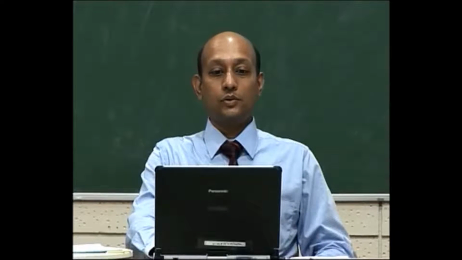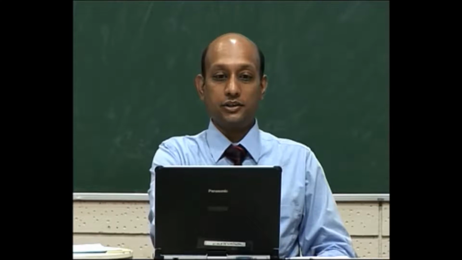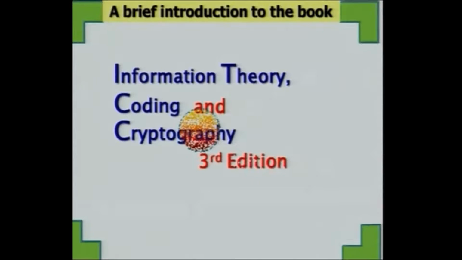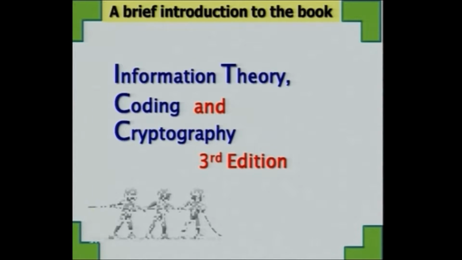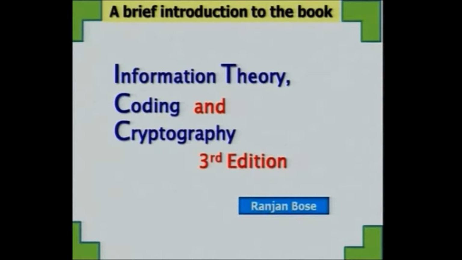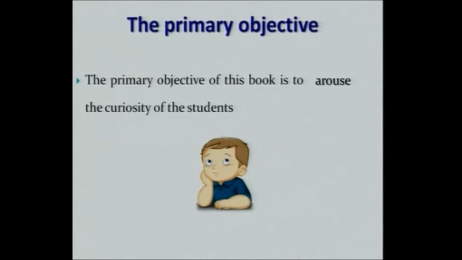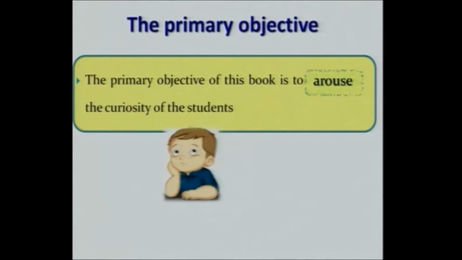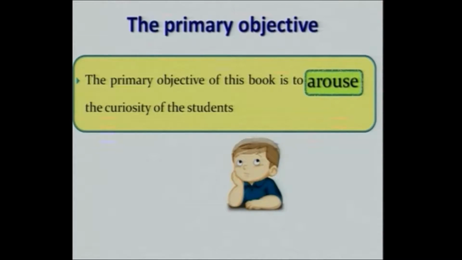Hello and welcome to a brief introduction to the book Information Theory, Coding and Cryptography, the third edition. It is written by Ranjan Bose. Let's start with the primary objective of this book. The main objective of this book is to arouse the curiosity of the students.